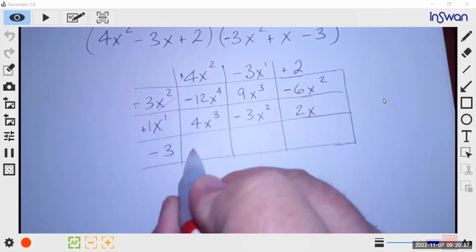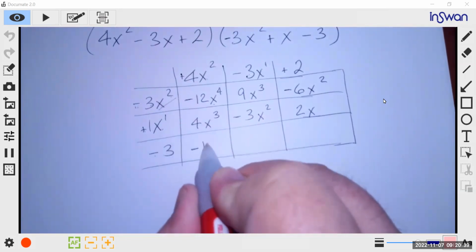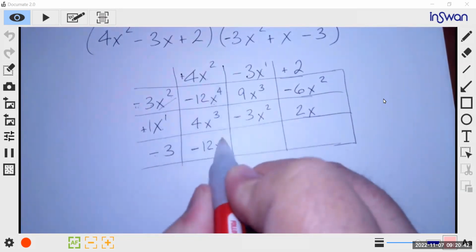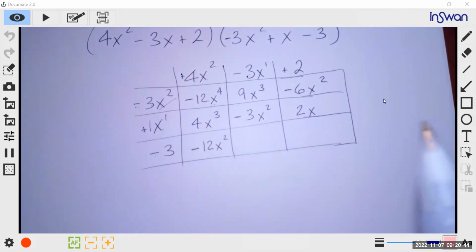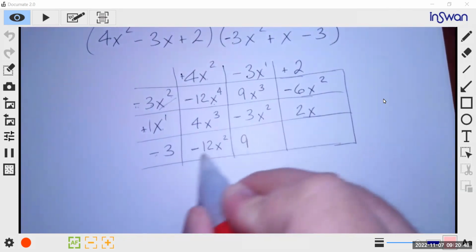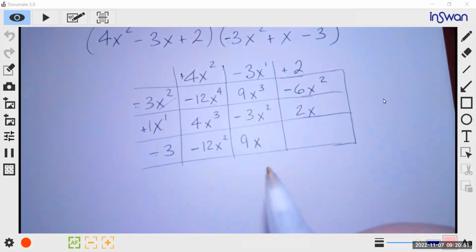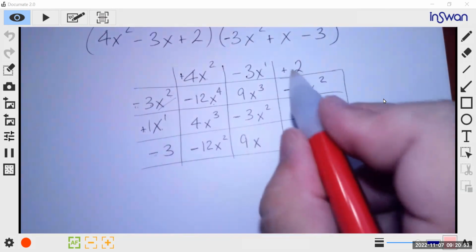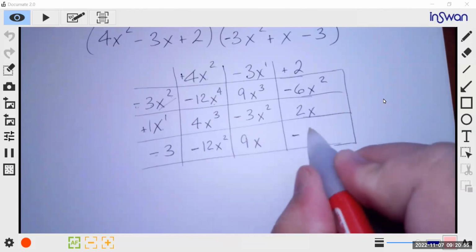Negative times positive is negative. 3 times 4 is 12. We have 2 x's. Negative is a positive. 3 times 3 is 9. There's only 1 x. Negative times positive is negative. 3 times 2 is 6.